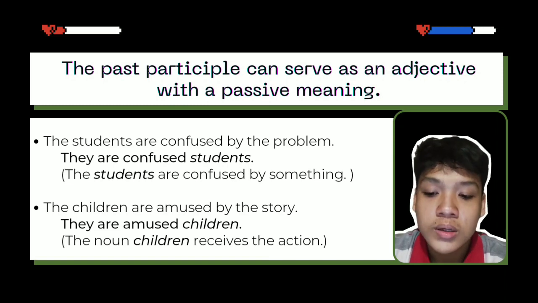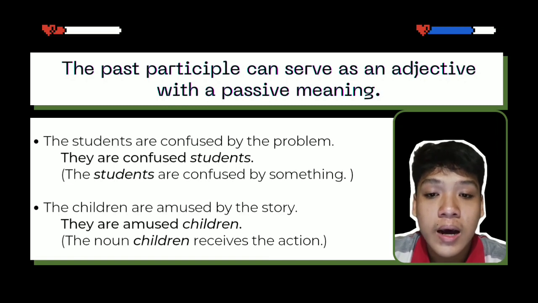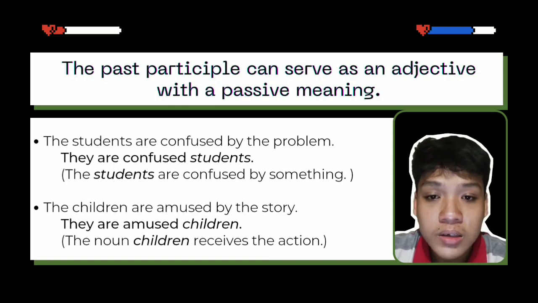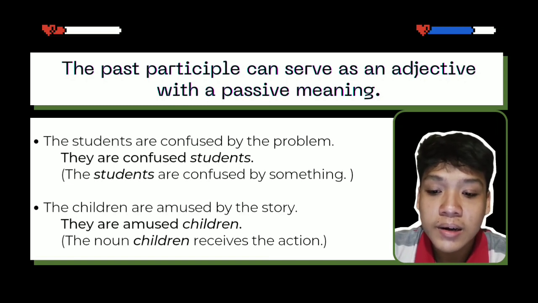Example number 2. The children are amused by the story. Anak-anak terhibur dengan cerita yang disampaikan. Jadi, kalau past participle itu menjadi they are amused children. Mereka adalah anak-anak yang terhibur.